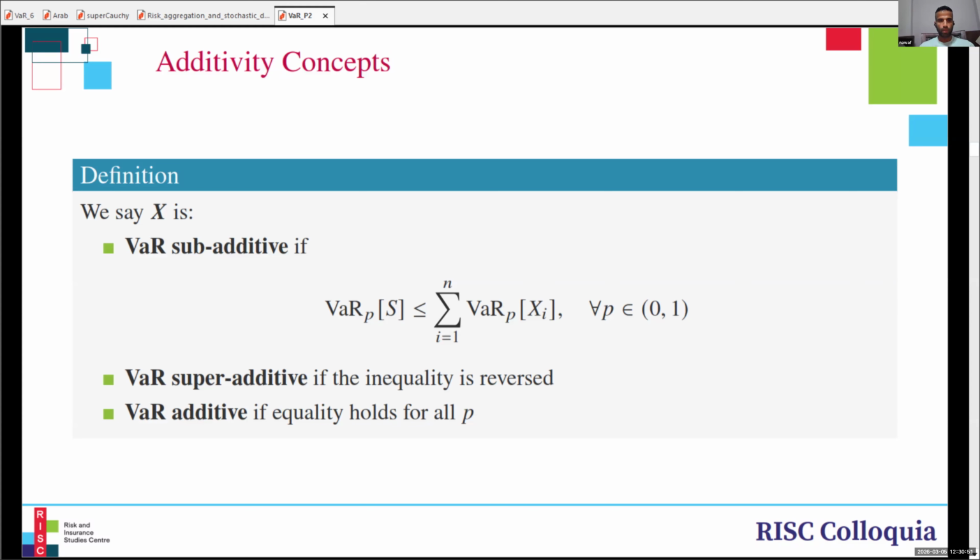And let's just define what we mean by VaR subadditivity, superadditivity, and additivity, just to have a concrete framework. So we say X, the random vector X, is VaR subadditive if the VaR of the sum is less than or equal to the sum of the VaRs for every probability threshold p between 0 and 1. And we say X is VaR superadditive if the inequality is reversed. And we say X is VaR additive if the equality holds for every p.